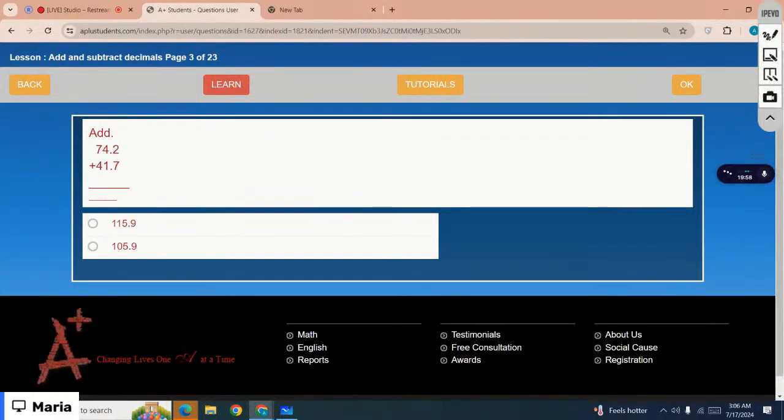74.2 plus 41.7, which is the correct option? Yes, that's option number 1. 115.9 is the correct option.